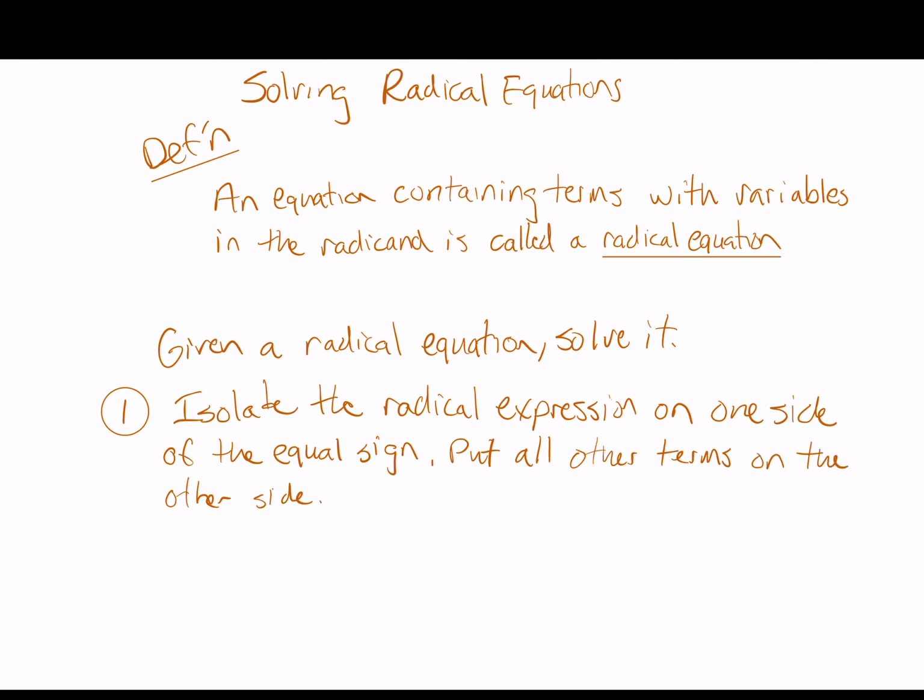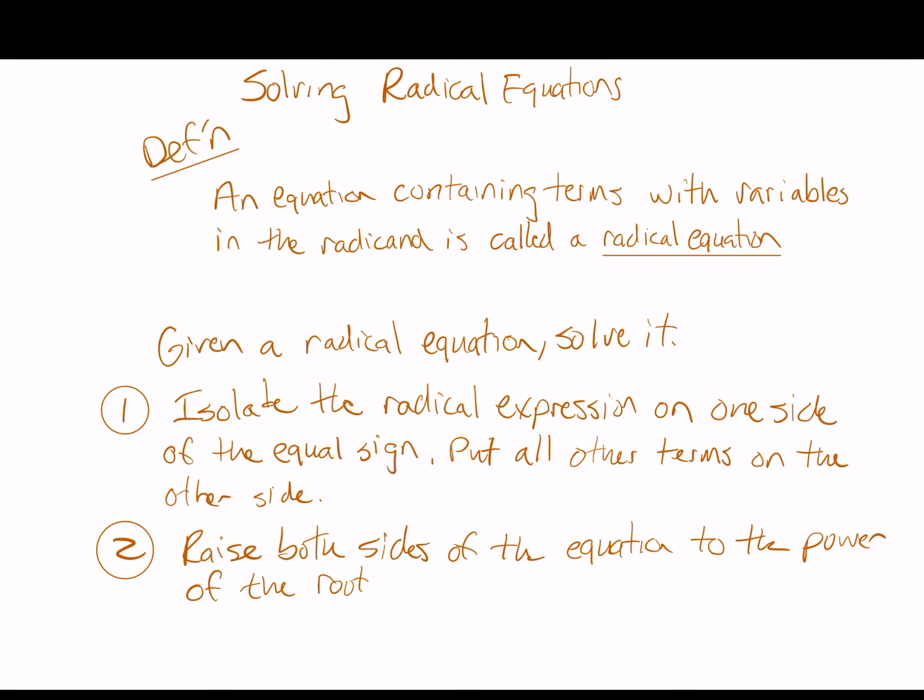If we're given a radical equation, the first step in solving it is to isolate the radical expression, that's the things that have a radical sign, the radical symbol, on one side of the equal sign. We want to put it all on one side. And then we want to put all of the other terms on the other side of the equal sign. The second step is to raise both sides of the equation to the power of the root. So if you have a square root, then you square both sides of the equation. If you have a cube root, then you raise both sides to the third power. So whatever the power of that root is, you raise both sides to that power to eliminate the radical symbol.